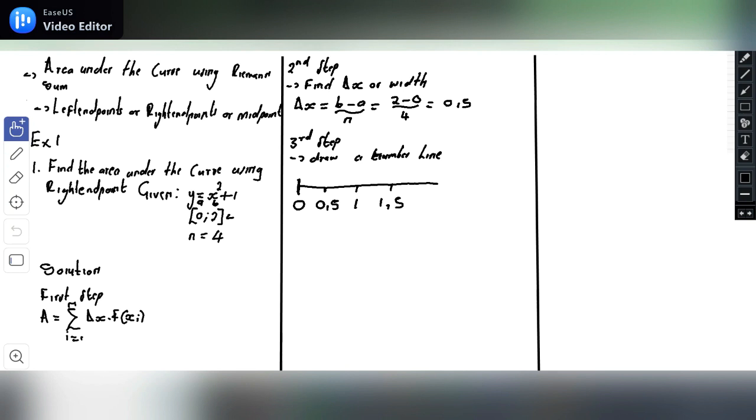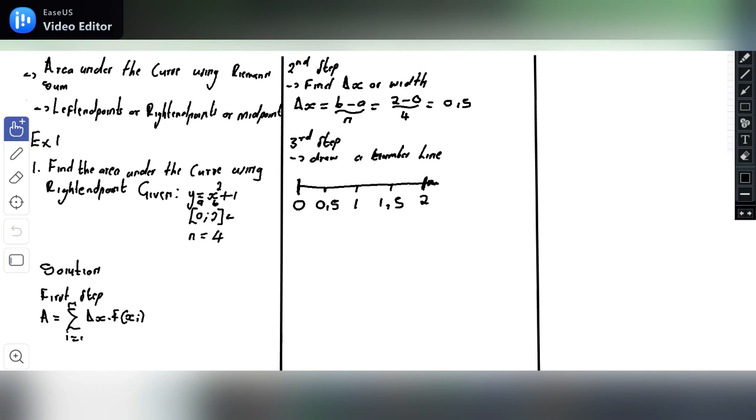And then 1.5 plus 0.5 is going to give us 2. Right? So do we continue? No, we don't continue because the last point is 2, so we have to stop here at 2. This is why most of the time you have to start by finding delta x before you can do your timeline or number line, so that you know which width you need to use.